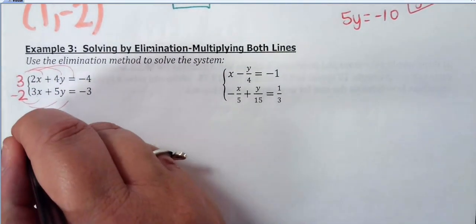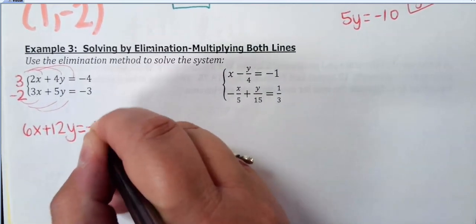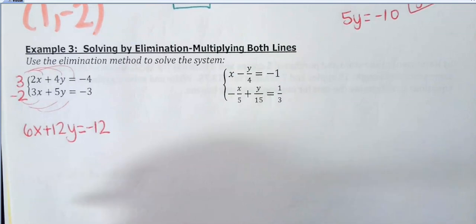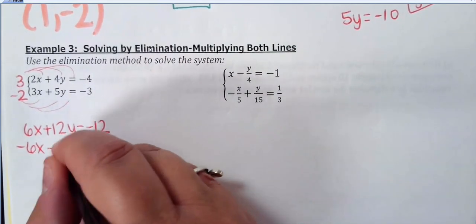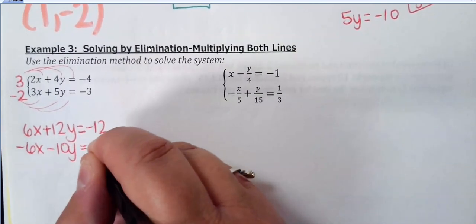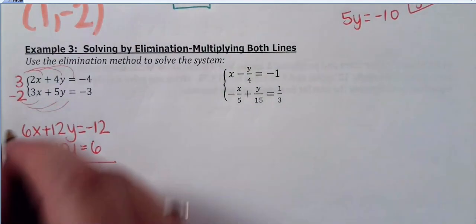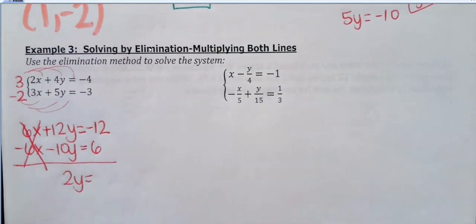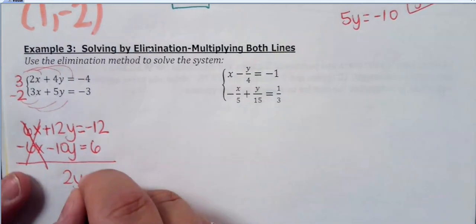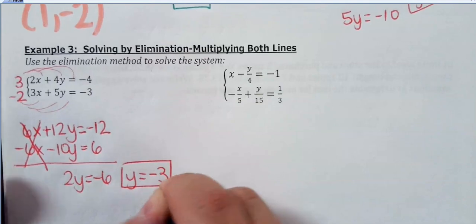Just be real careful that you make sure to multiply everybody by whatever you decided to multiply by. So that top line should become, what, 6x plus 12y equals negative 12. And if I run a negative 2 through that bottom line, it'd be negative 6x. That's going to eliminate our x's. Minus 10y. And then equals positive 6. Negative times a negative is going to give you a positive. I've got opposites on my x's, so those are going to eliminate each other. 12 minus 10 is going to give you 2 y's. Negative 12 plus 6 is going to give you negative 6. So then y there, if I divide by 2, is going to end up being negative 3.